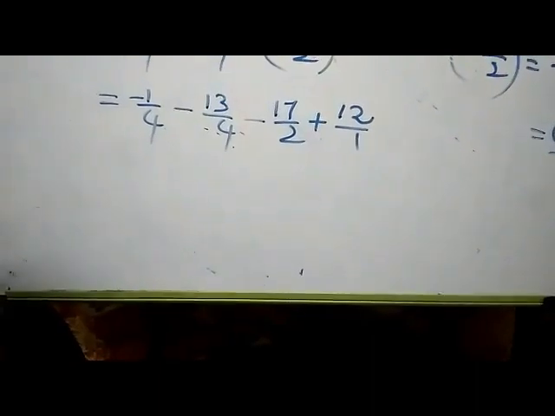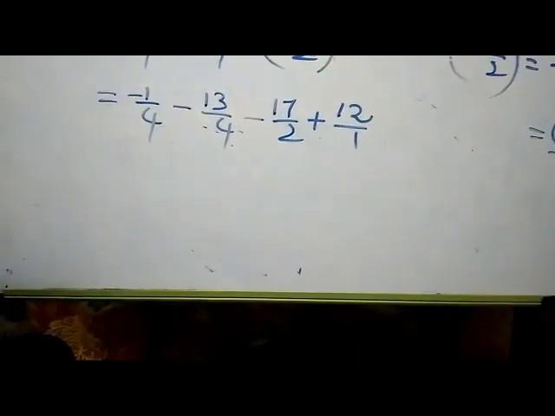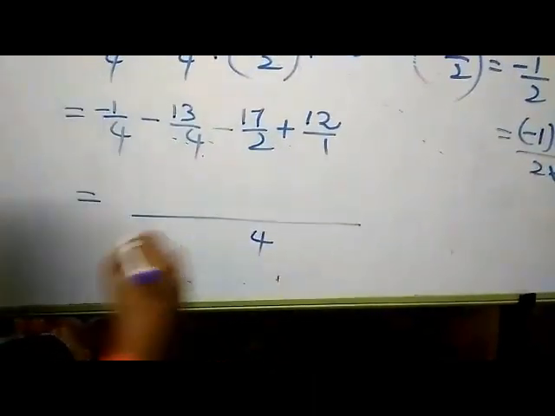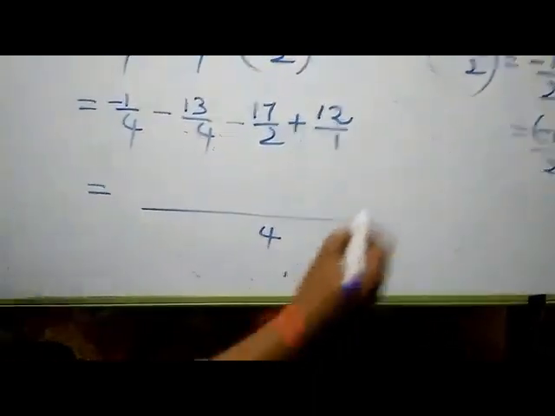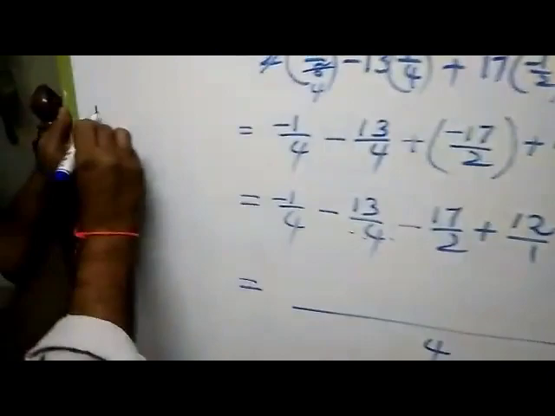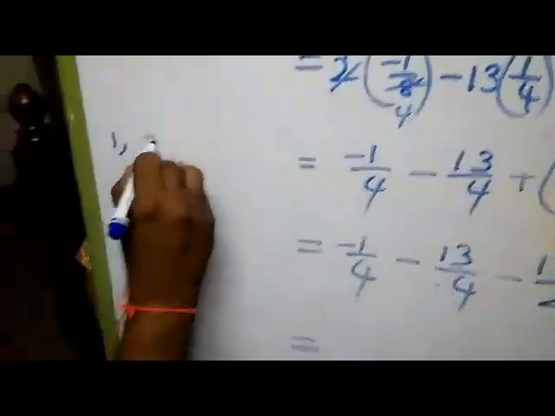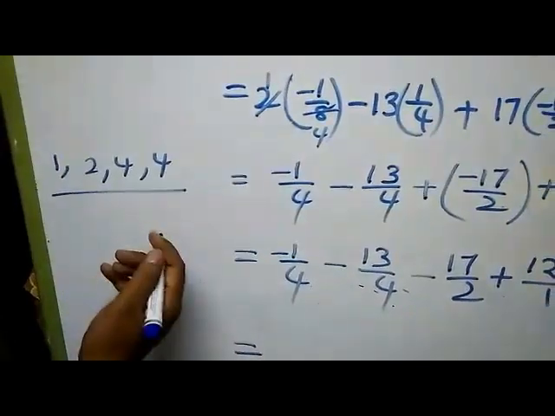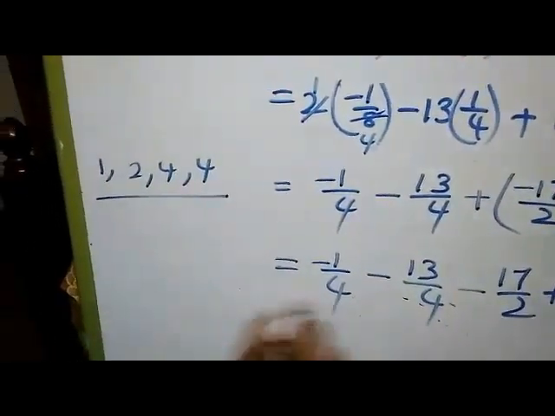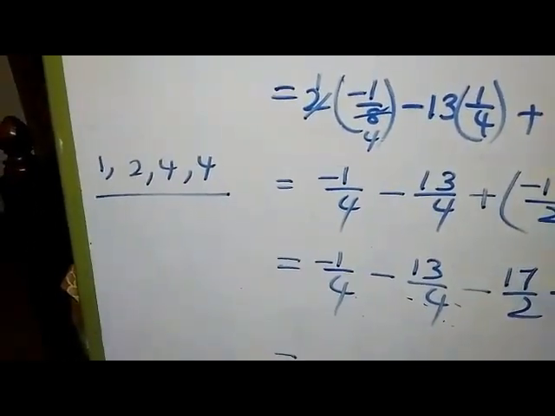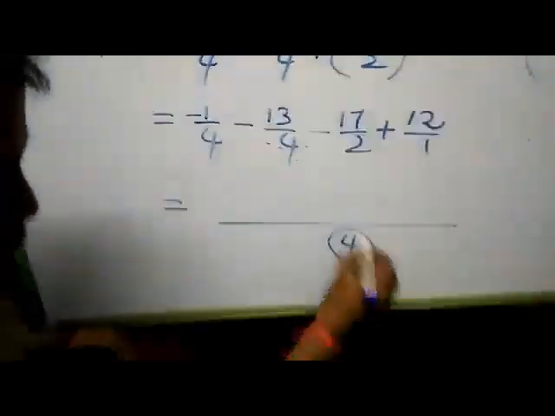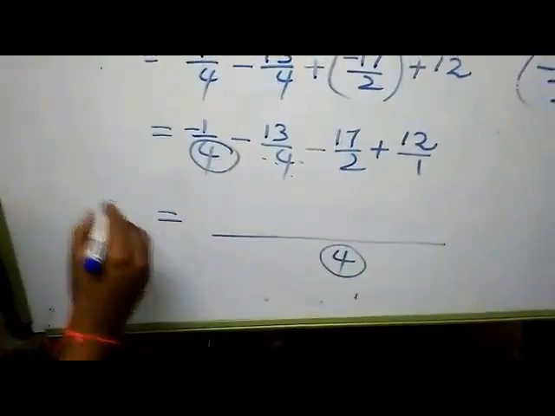I'll explain once again. I think you may not understand. The LCM of 1, 2, 4, 4 is 4. You know how to find the LCM. So LCM is 4. That is very, very important. So this 4 divided by this 4.